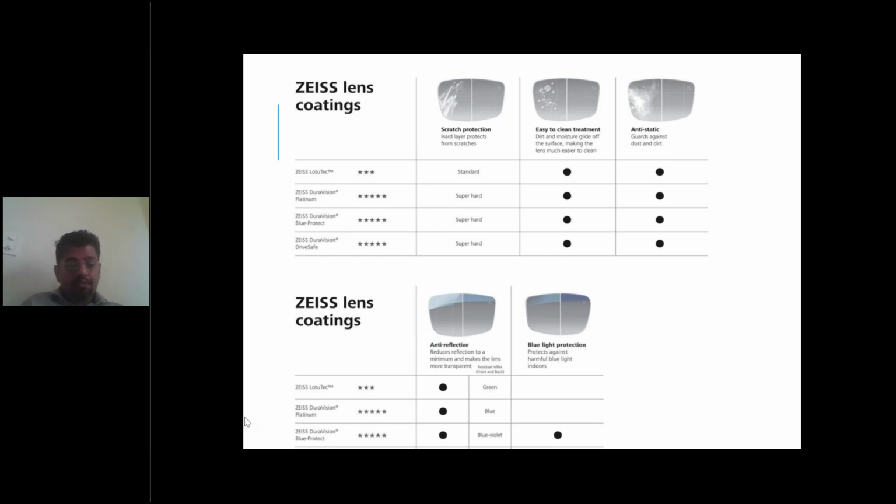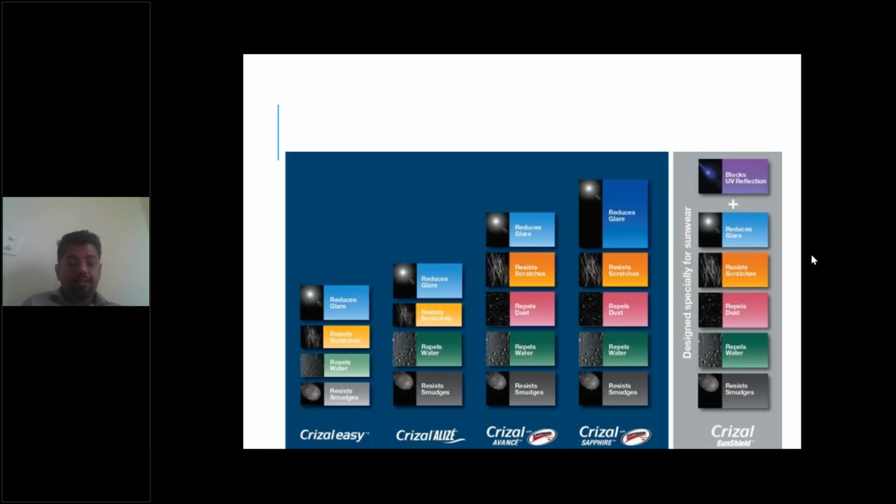I have one more company to give as an example, so it's not that I am just giving Zeiss. Even in Crizal, you see the first one, Crizal Easy, has only four advantages. Whereas if you go to higher ranges, Crizal Sunshield at the last has additional protection. Scratch resistant. If you see, there was a question: is it scratchable or not? Scratch resistant.